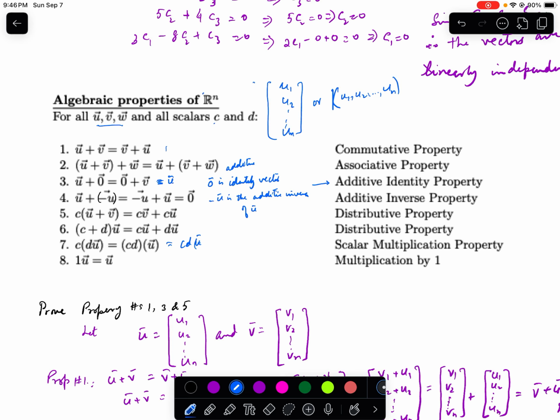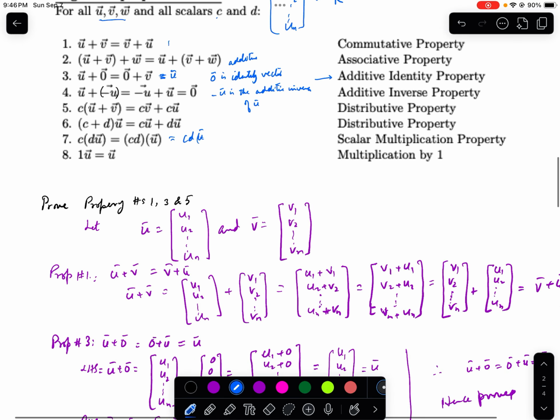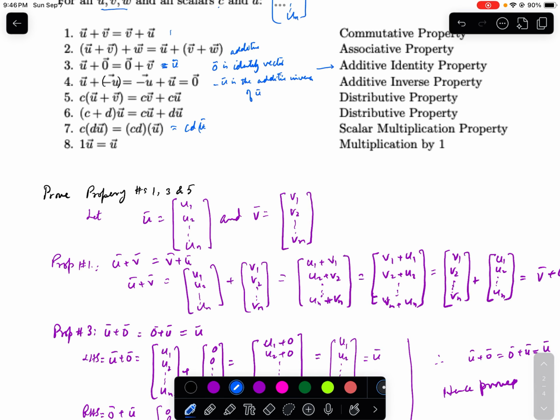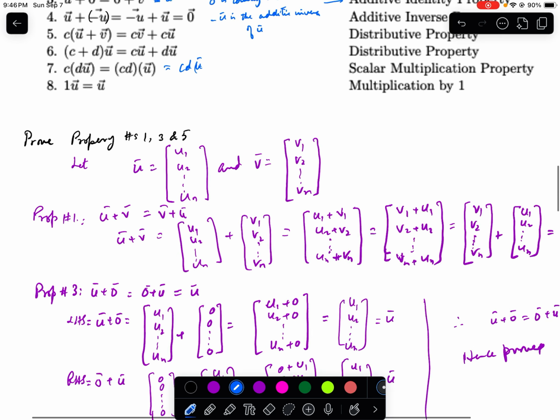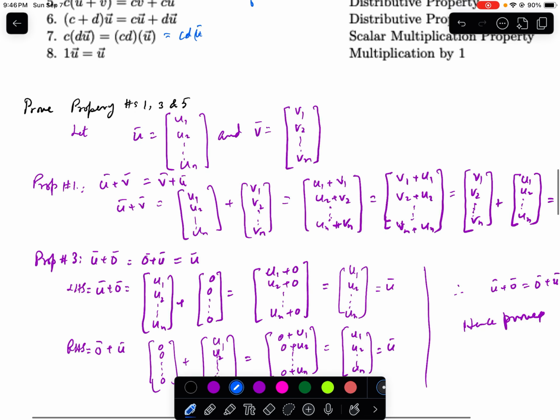And then number 8 is 1 into u. 1 is again a scalar, into u will be just u. It's common. So now what I have done, I have shown you the proofs of property 1, 3 and 5, and I might ask you to do some on your own.